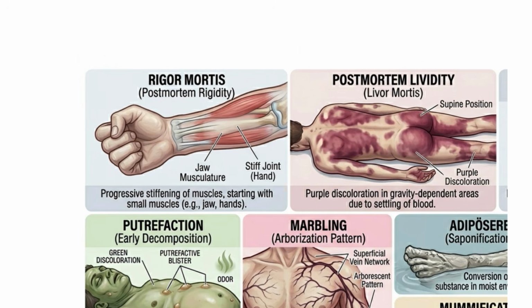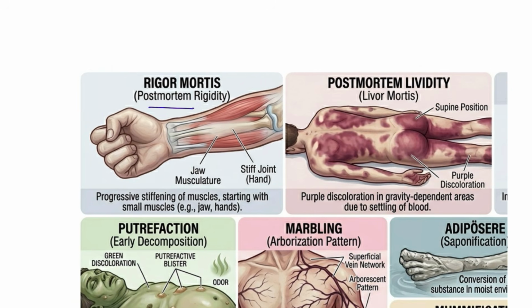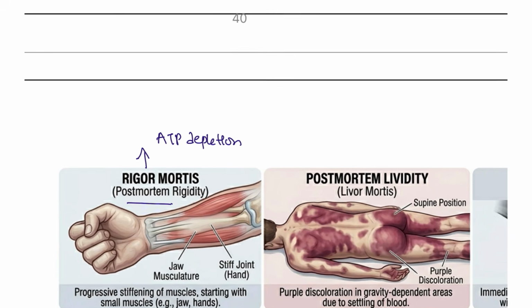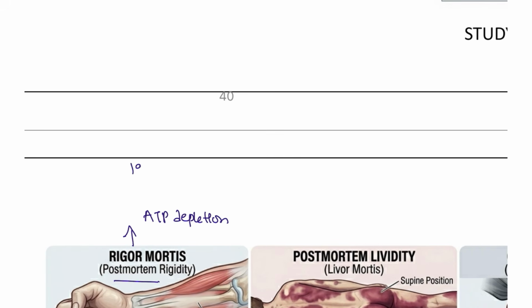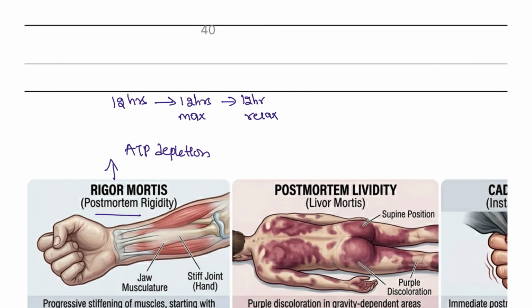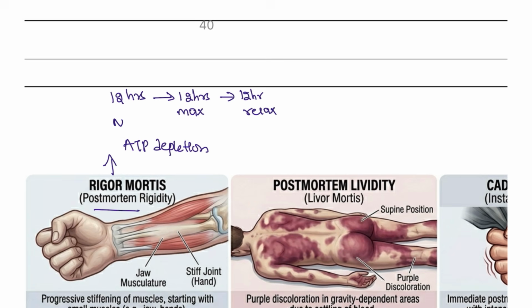Next, rigor mortis. Rigor mortis is due to ATP depletion, and it follows the rule of 12. It starts around 12 hours, peaks for 12 hours at the maximum, and is followed by 12 hours of relaxation. That is rigor mortis, and it follows Nysten's rule. These two points are important.